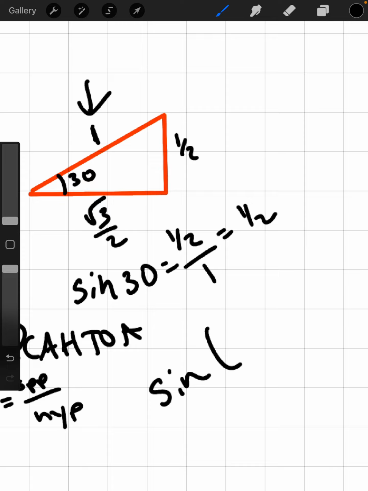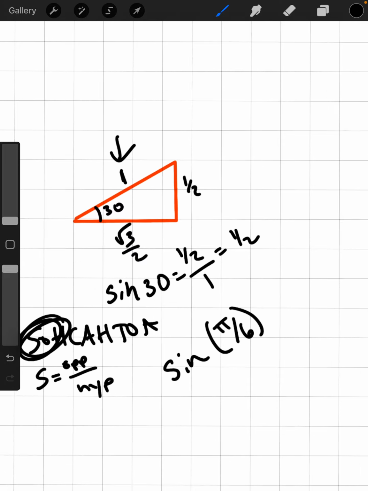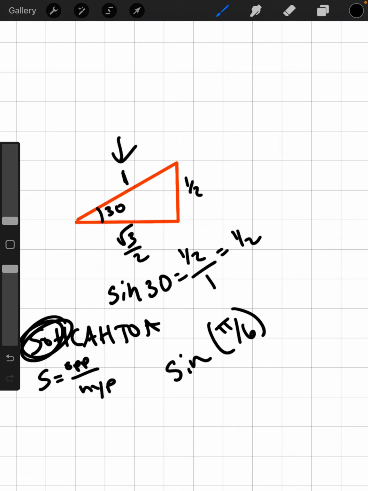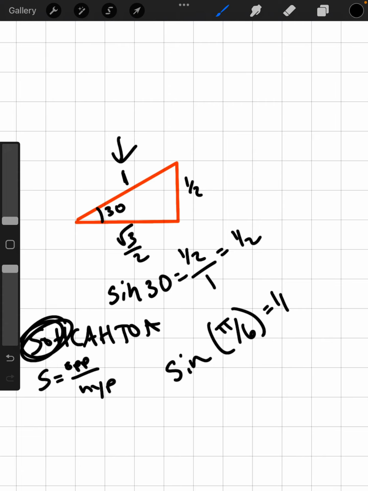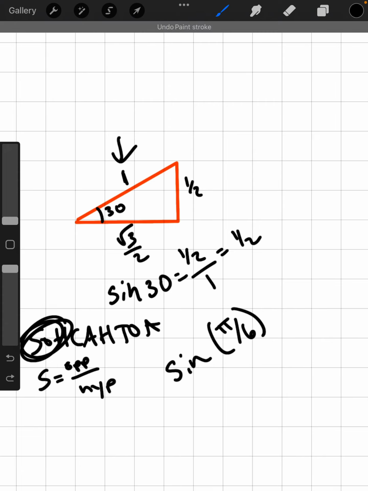And even if I'm not looking at 30, if instead I labeled that pi over 6, so sine of 30 is the same as sine of pi over 6. If I wanted to find sine of pi over 6, it's the same as sine of 30, because 30 degrees is equal to pi over 6 in radians. So sine of pi over 6 is 1/2.